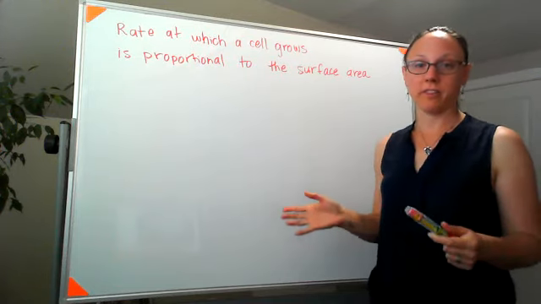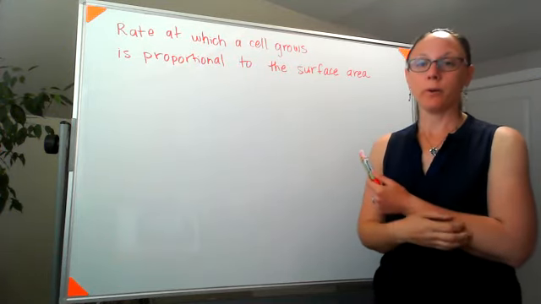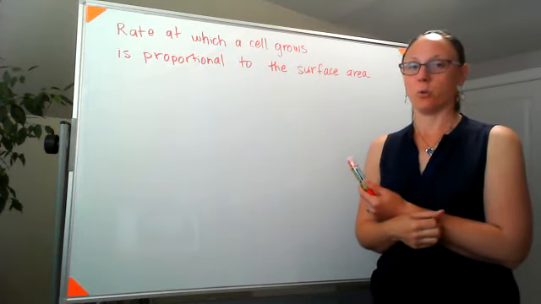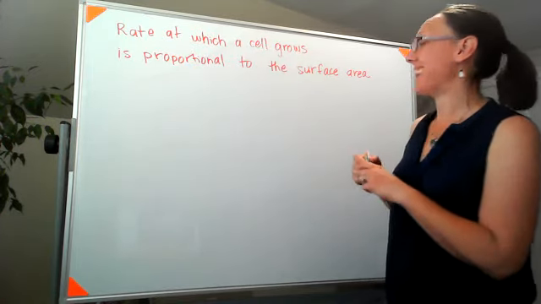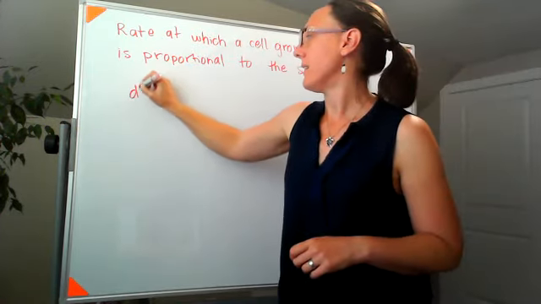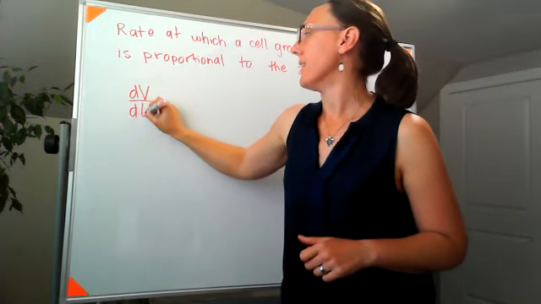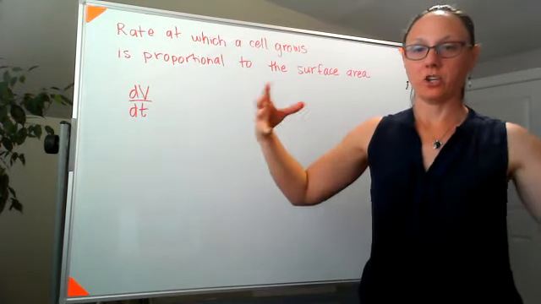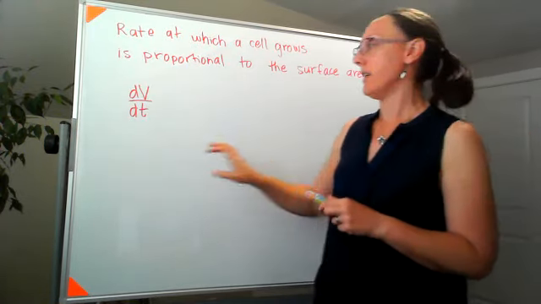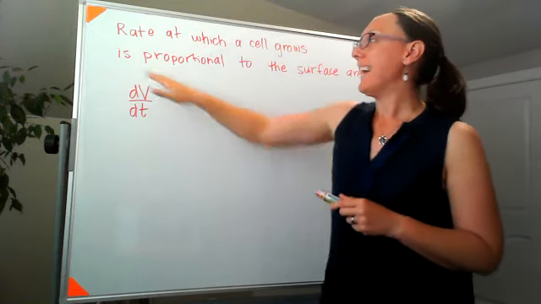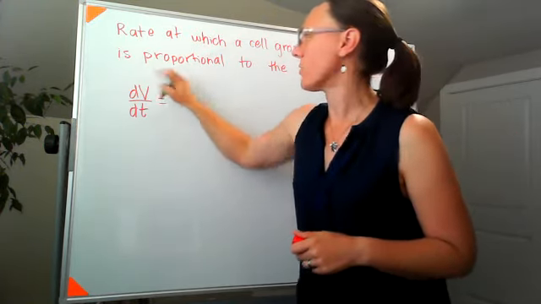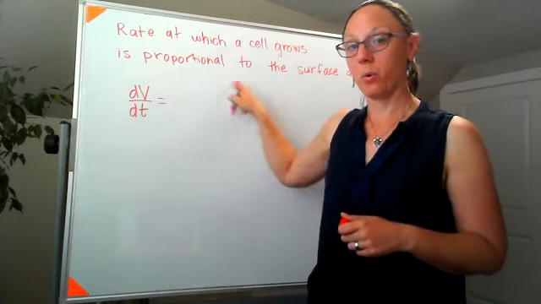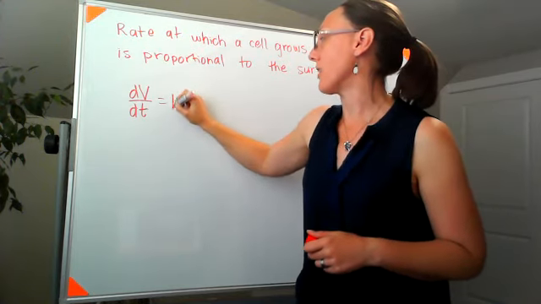So if that was all of the information that we were given, we would still be able to write the differential equation. The rate at which the cell grows is telling us dV/dt. Growth meaning how much the volume is changing. So that's the rate at which it's growing. "Is proportional to" always means equals, that's where my equals goes, and "proportional to" means I need a constant.